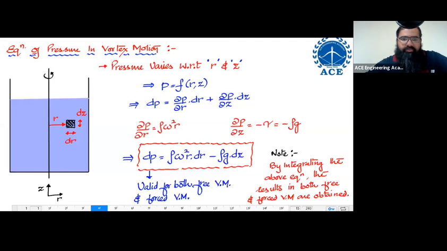Moving further. Now that we have seen these equations, I'm going to take up some questions. Question number 1, let us say. This question is worth 2 marks in GATE examination. This is where you are going to see the case of free vortex motion. Imagine, please be patient for some time. Let me complete the question, then you'll understand it better.